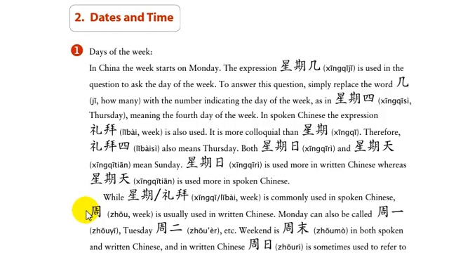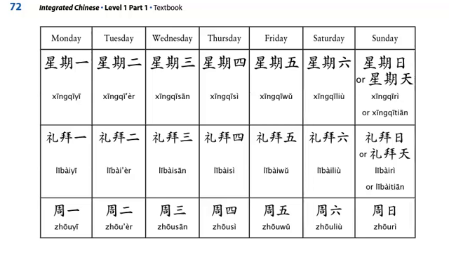周 is a third word for week, and it's usually used in written Chinese. So Thursday could be called 周四. There are three ways you could say Thursday: 星期四, 礼拜四, or 周四. Just remember the most common is 星期, so 星期四, for example, and then 礼拜, 礼拜四. There's a chart on page 72 in your book, a table you can turn to and look at that shows all of the days of the week, the three ways of saying it.